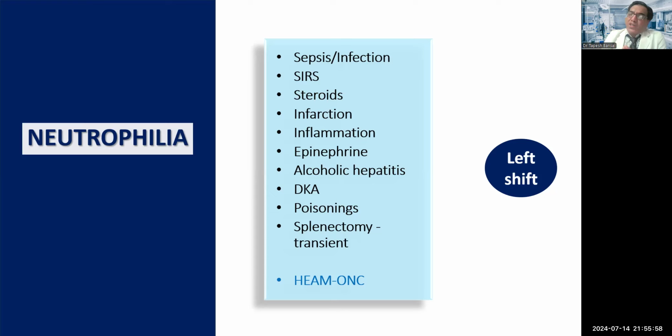Then we move to infarction. So myocardial infarction, pulmonary infarction due to embolism, brain infarction, they all cause elevated TLC. Then inflammation of any sorts, epinephrine injections. So if you give a bolus, like in a cardiac arrest situation, you will have elevated TLC. If there is acute stress, adrenaline will be secreted and you will get high TLC.